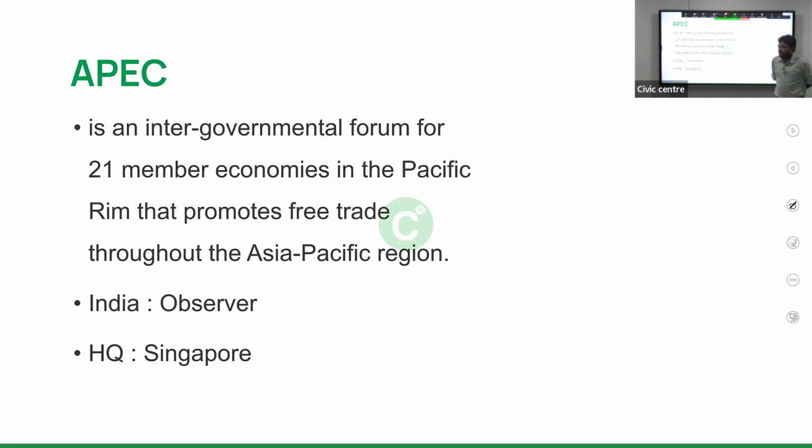So next is APEC, Asia Pacific Economic Cooperation, which consists of 21 members. As I said, if the number of nations is more than single digit, don't try to remember the members of the organization, but you have to give focus to India. India is aspiring to be a member of this APEC. Its headquarters is at Singapore. ASEAN headquarters is at Jakarta, APEC, Singapore.